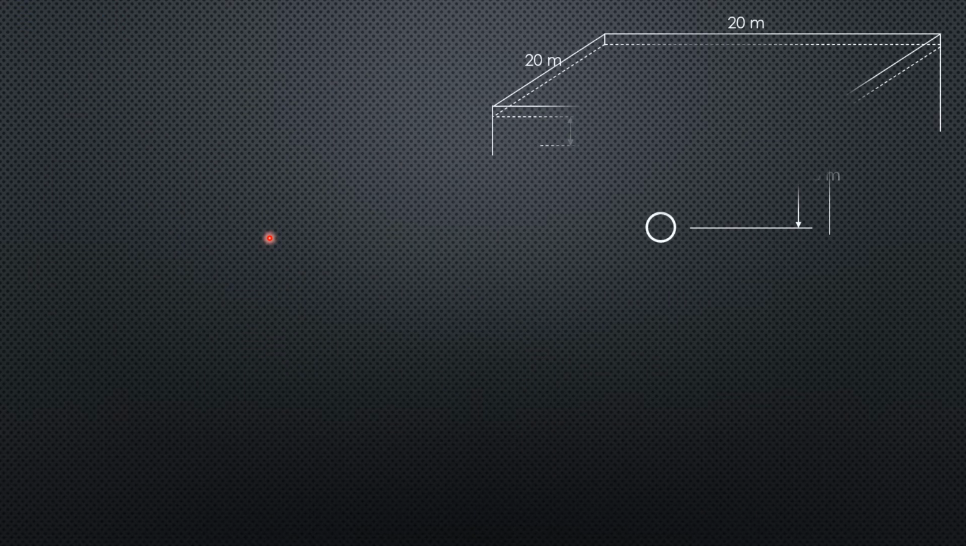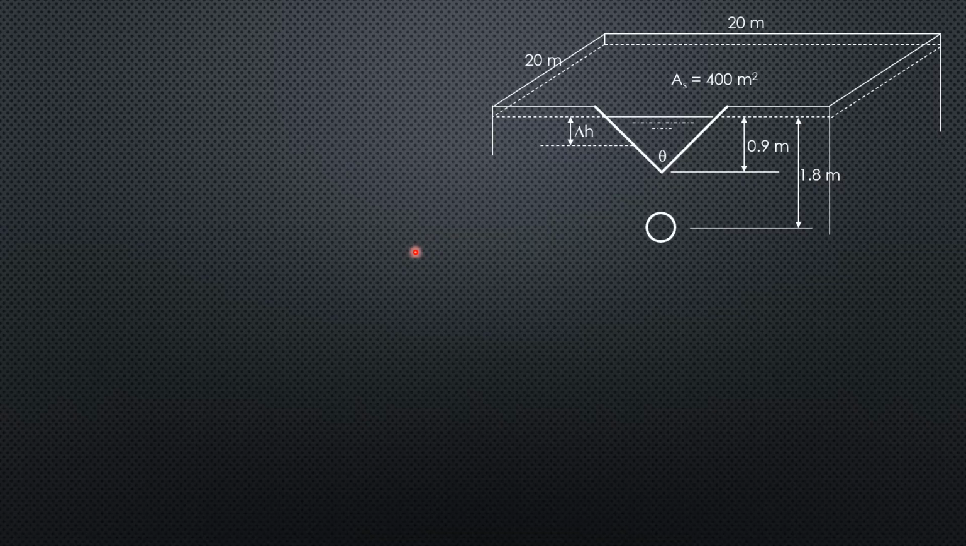So for third question, when both the weir and the orifice are opened, determine the time it takes to discharge 300 cubic meters of water. So this is now the head over the weir. The head over the orifice will be H plus 0.9 because this is also 0.9.